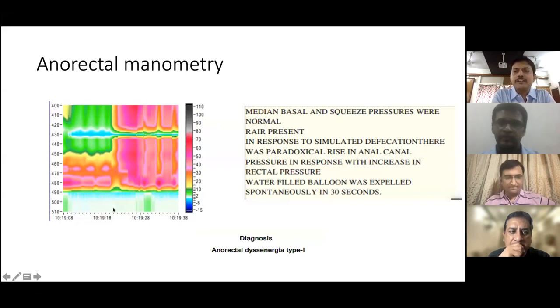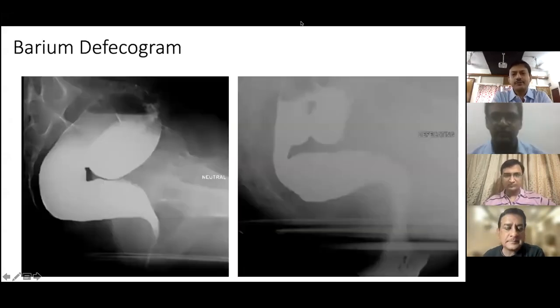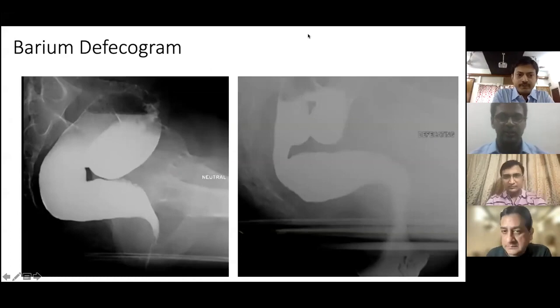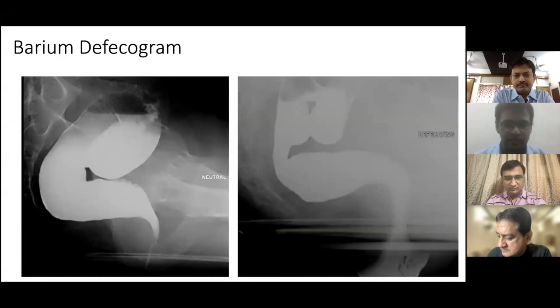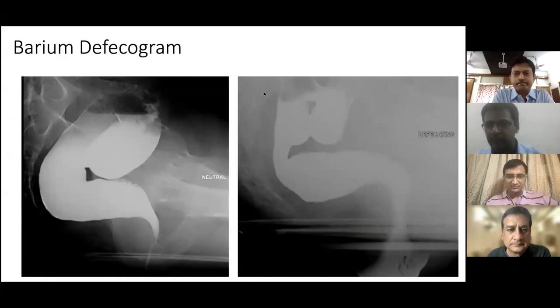As John was saying earlier, there are 4 types. In type 1, the rectal pressure increases, but the anal sphincter pressure also increases. That's why it is a type 1 dyssynergia. Next you wanted a defecogram, John, isn't it? So here's a defecogram. This is in the neutral position, and we can see the anorectal angle. The perineum is well above the ischial tuberosities. When he is defecating, the angle has not changed much or has actually decreased further, and at the level of the ischial tuberosities, the perineum has also not descended much. So this is suggestive of a dyssynergic defecation.